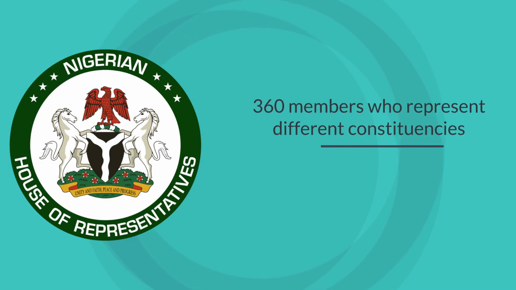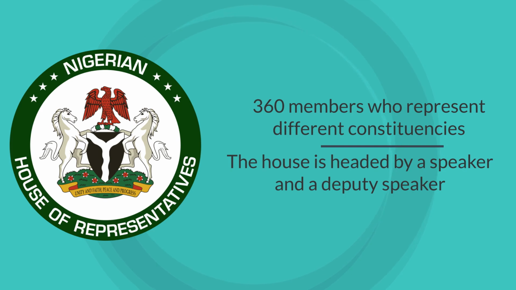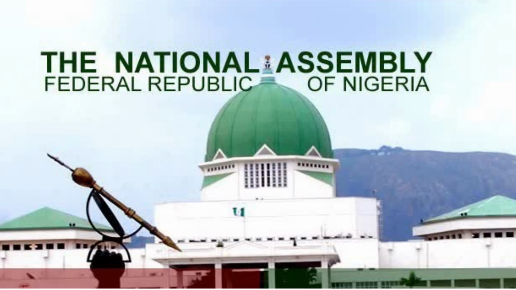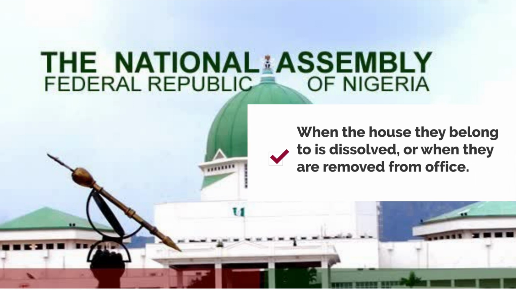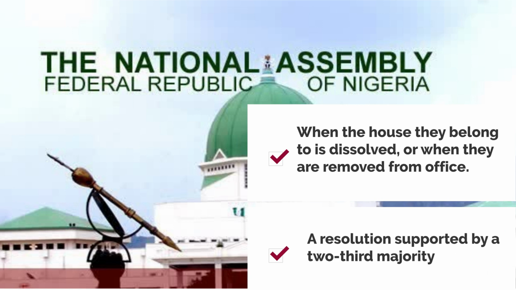On the other hand, the House of Representatives consists of 360 members who represent different constituencies. The House is headed by a Speaker and a Deputy Speaker, both of which are elected from and by the members of the House of Representatives. The heads of both the Senate and the House of Representatives will have to vacate their position when they stop being members of the National Assembly, when the House they belong to is dissolved, or when they are removed from office. And to be removed from office, there has to be a resolution supported by a 2/3 majority in the House that leader belongs to.